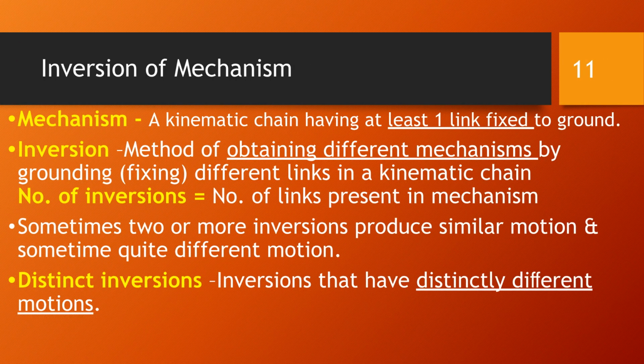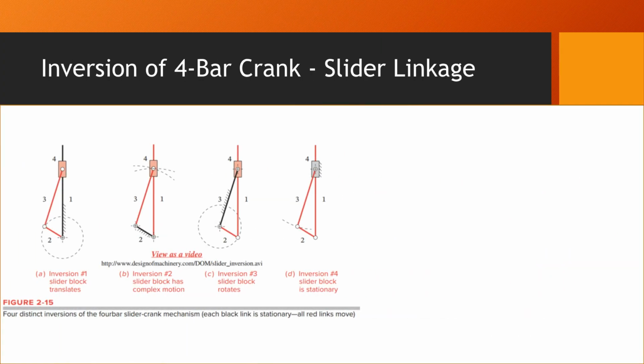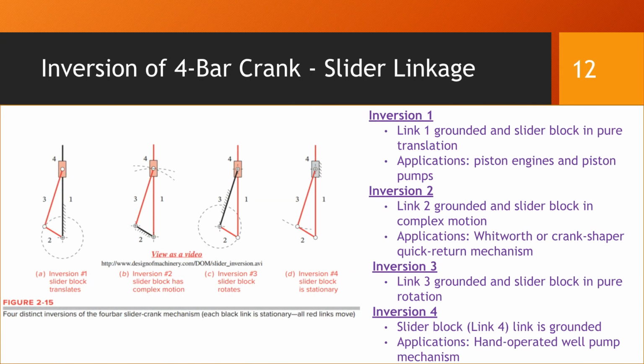Moving to the second topic, an inversion is a method of obtaining different mechanisms by fixing different links in a kinematic chain. The number of possible inversions equals the number of links. For a 4-bar slider crank linkage, there are 4 distinct inversions. Each provides unique motions, ranging from pure translation in engines to rotation or stationary setups.